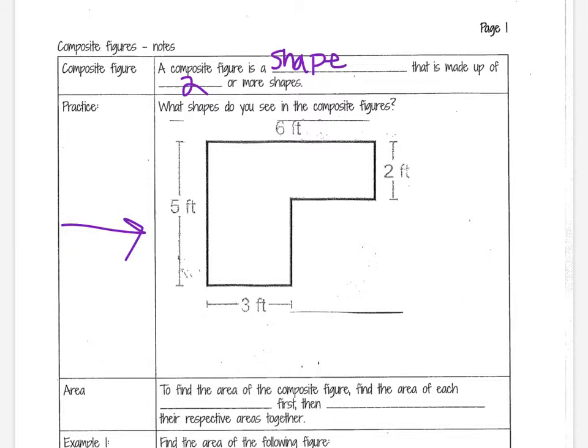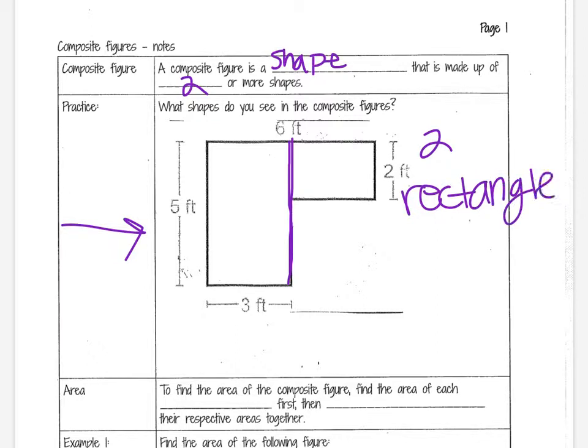So looking at this example, what shapes do we see in this composite figure? Obviously, it's not just a rectangle or just a square or just a circle. It's kind of a funky shape. So if we look, I can draw a line here that matches up with this edge. And I have two rectangles. So this composite figure is made up of a rectangle and then another one.